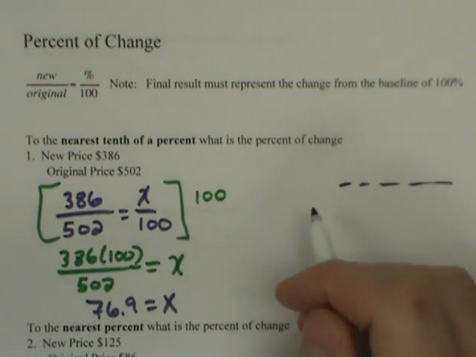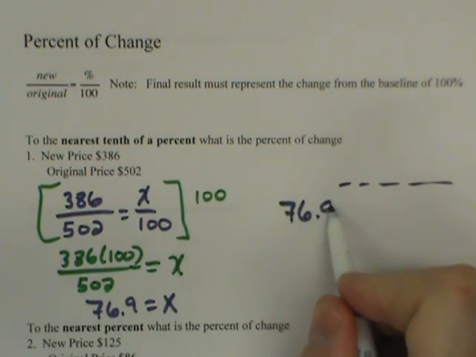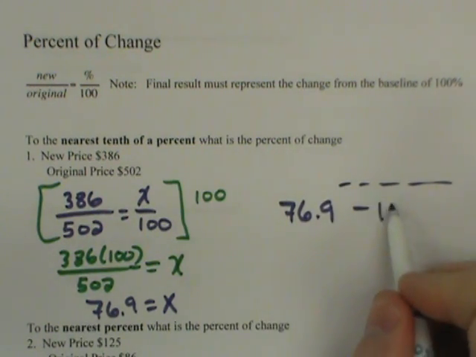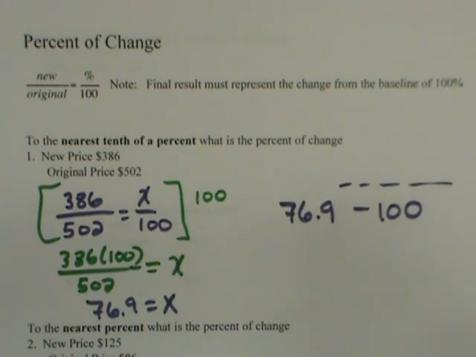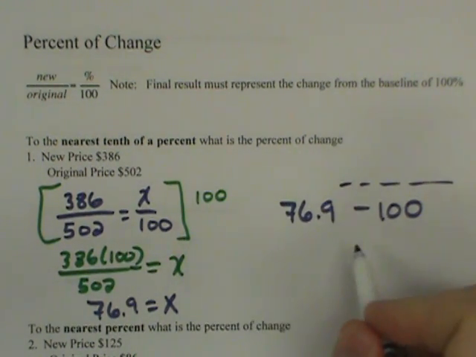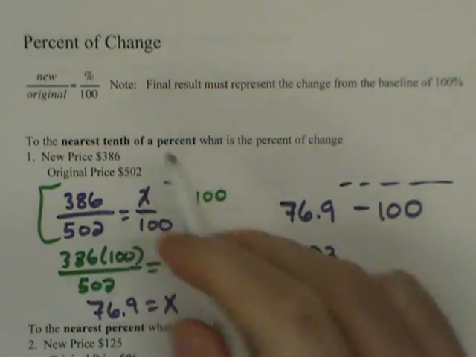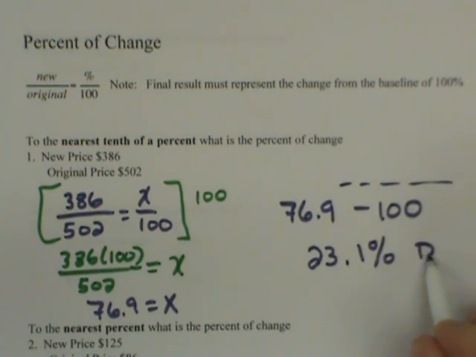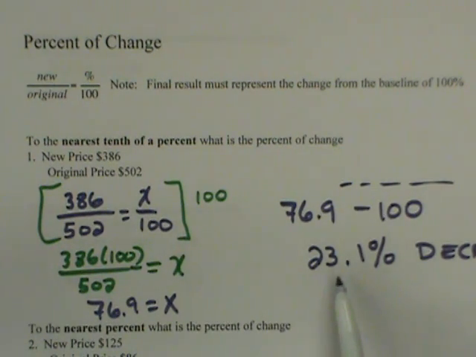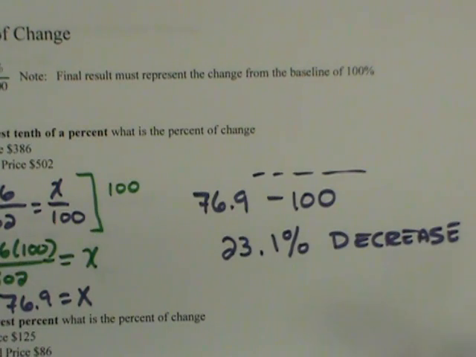And so I have to take the 76.9. I like to do it this way and subtract 100. I always just subtract 100. When I subtract 100, 76.9 minus 100, I get negative 23.1. But I'll report it as 23.1% decrease. You don't want to do the double negative. A double negative would mean you're increasing it. So when it says negative, you'll just report it as 23.1% decrease.